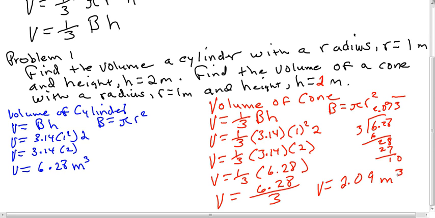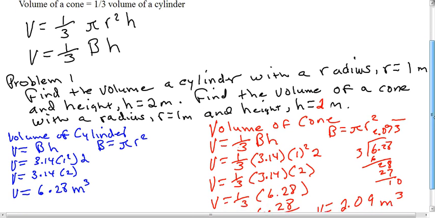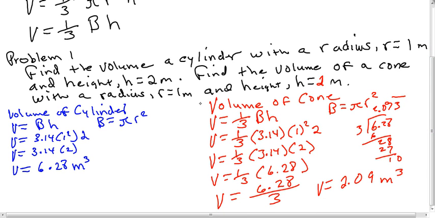So I get an actual answer of V is equal to 2.09 meters cubed. So as we can see, realistically, the difference between the volume of a cylinder and the volume of a cone, using the same dimensions, we see that dividing by 3 does literally cut the cone pretty much into a third. So now you see how they compare. It's actually the same. The only difference is we're literally multiplying by 1/3 or dividing by 3. But here's what we want to get familiar with right now: how do we do the volume of a cone.